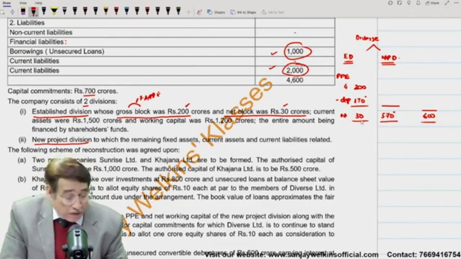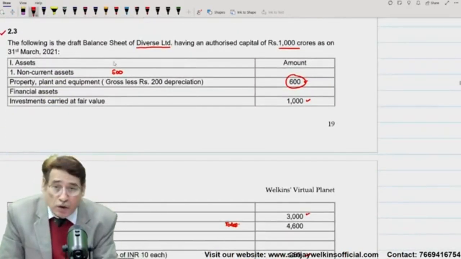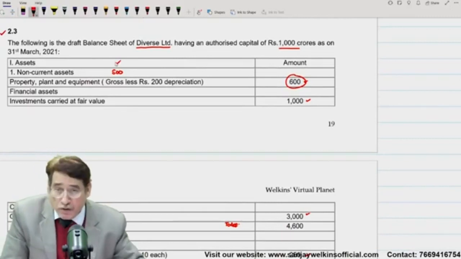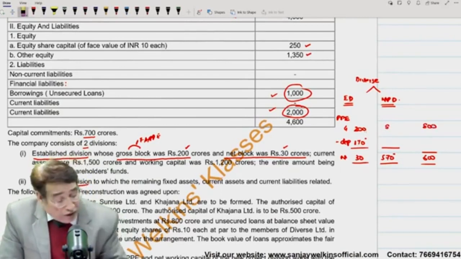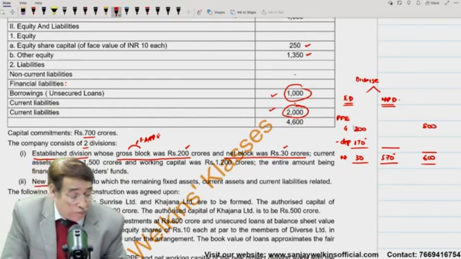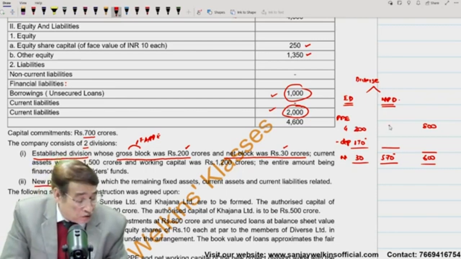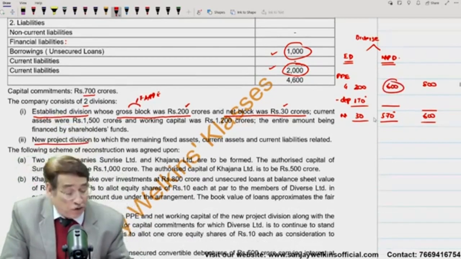Further, we also know in the question that total gross value is 800. And out of 800, 200 is the gross book value of property, plant and equipment of the establishment division. So, we can safely conclude that 600 must be the gross book value of property, plant and equipment of the new project division.